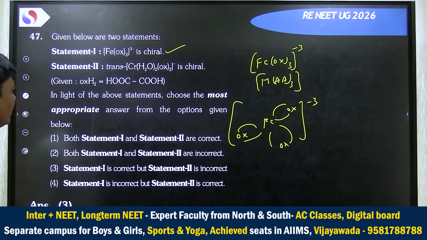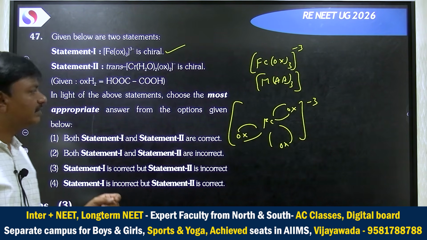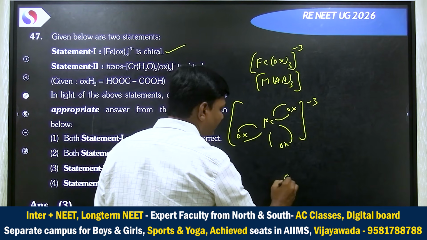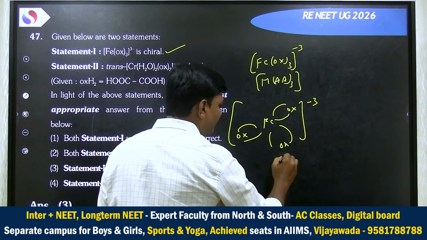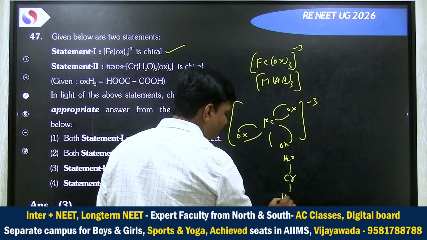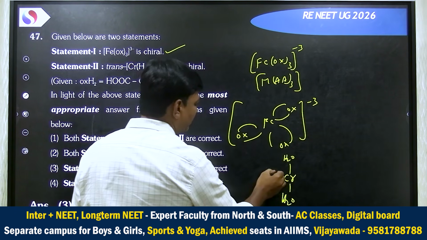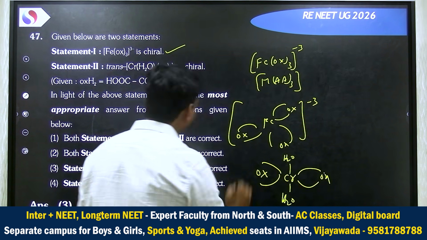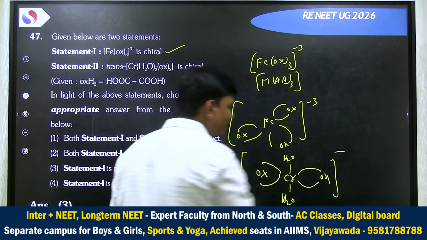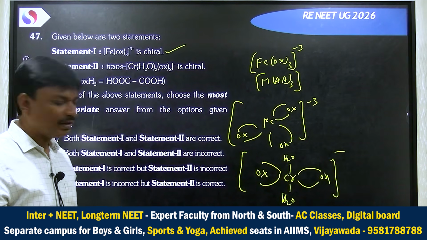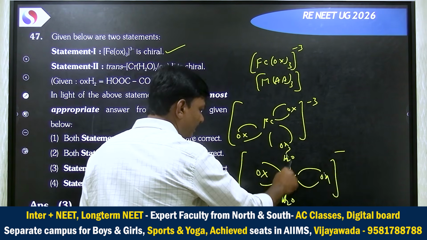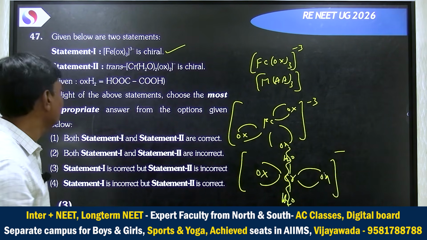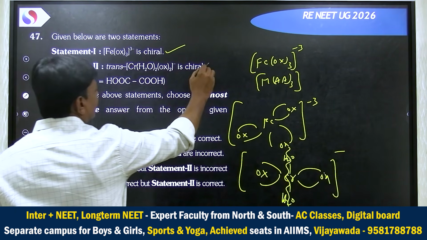And statement 2, trans-[Cr(H2O)2(ox)2]-. For the trans component, its structure will be like Cr with H2O and, and ox, one more ox. Okay, here minus 1. So this component has a plane of symmetry. Here it is the plane of symmetry. A plane of symmetry means optically inactive. So it is achiral. So the second statement is wrong.